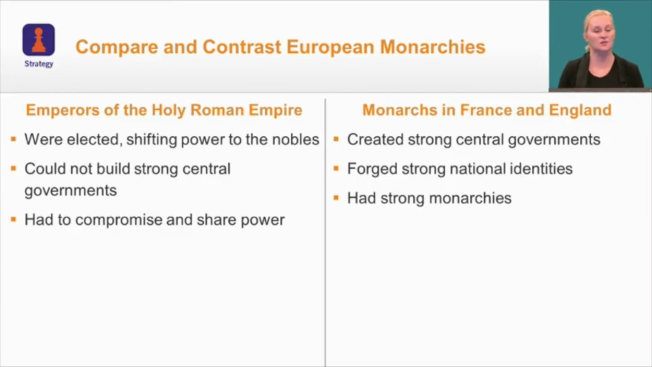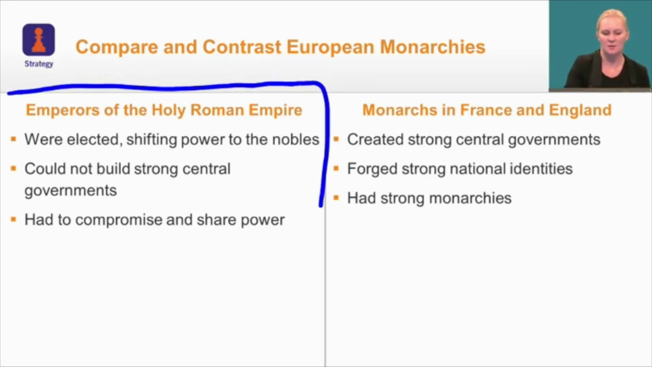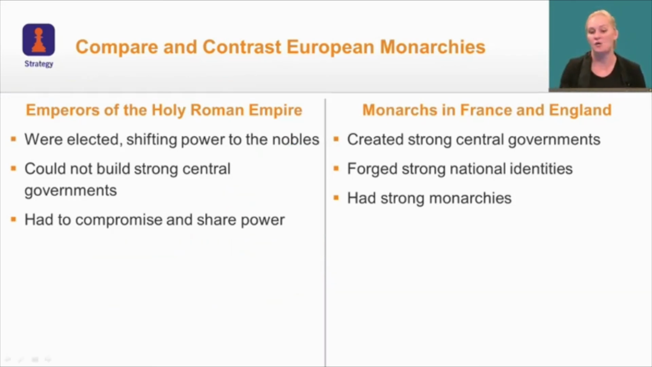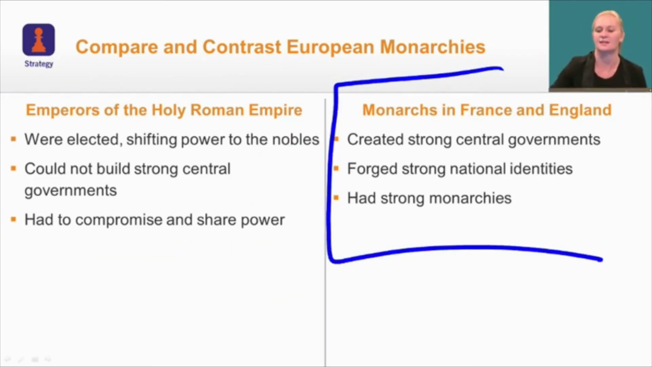When we compare and contrast something, we want to line up the similarities and the differences. The important thing to remember here is that the emperors of the Holy Roman Empire had to compromise, where the monarchs in France and England didn't. Let's take a closer look. The emperors of the Holy Roman Empire were elected, which shifted power to nobles. They could not build strong central governments, and they had to compromise and share their power. Now, over on the other side, the monarchs in France and England created strong central governments. They forged very strong national identities, and they had very strong monarchies.